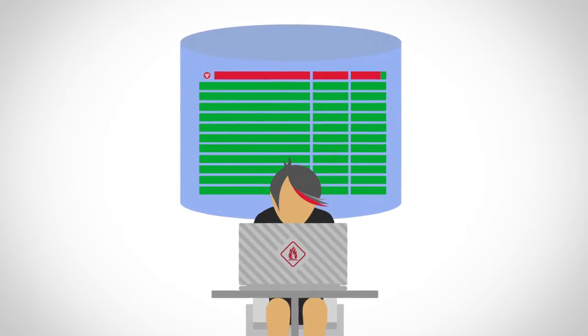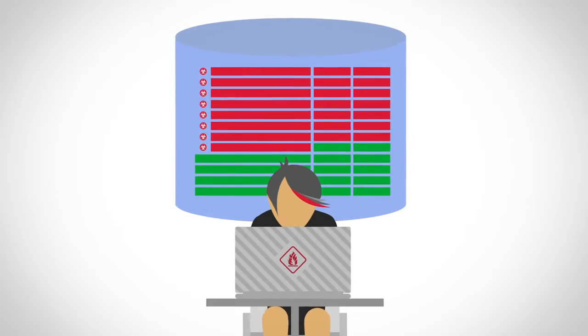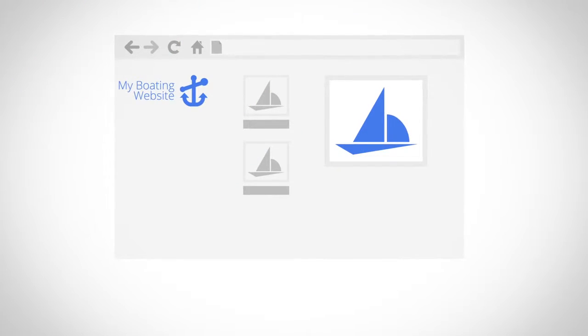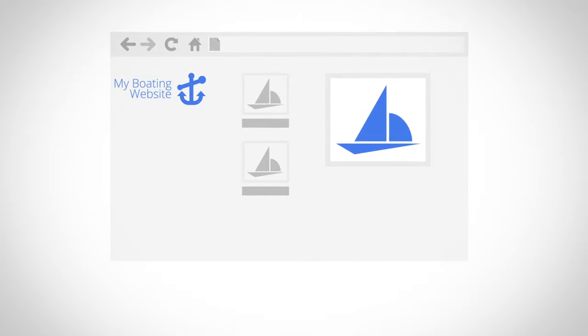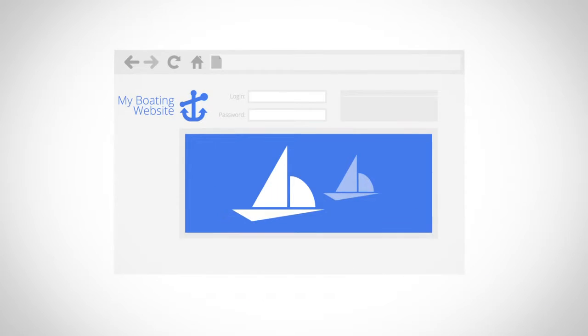For example, the hacker may have programmatically inserted malicious code into every record of the database table. Later, when the server loads a page that requires information from the database, the malicious code is now embedded in the page's content. To make this more concrete, let's say you have a blog about boating.